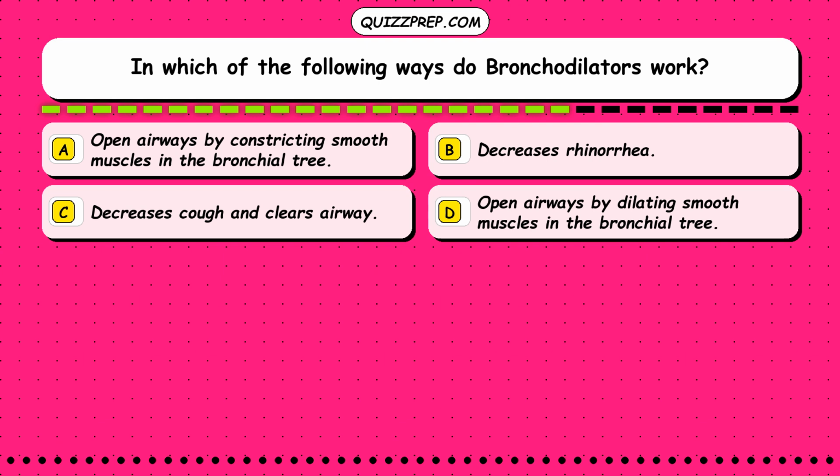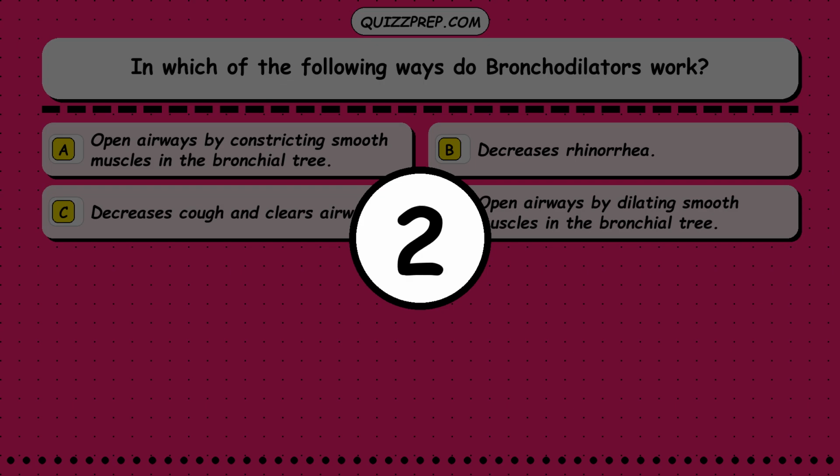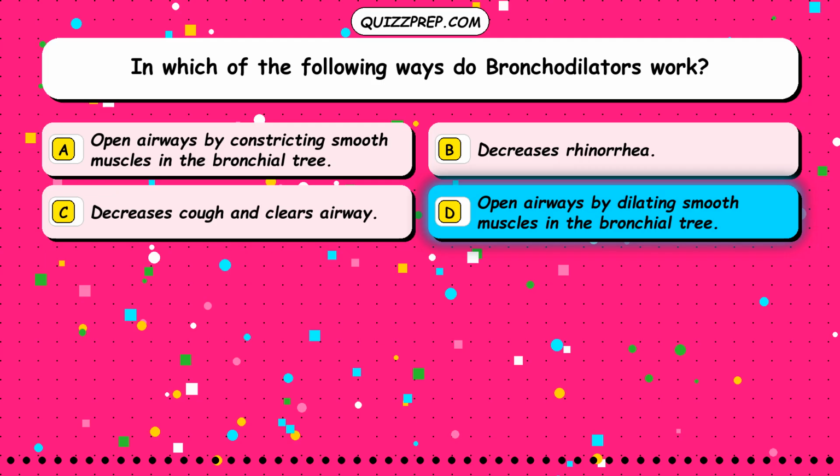Option A. Open airways by constricting smooth muscles in the bronchial tree. Option B. Decreases rhinorrhea. Option C. Decreases cough and clears airway. Option D. Open airways by dilating smooth muscles in the bronchial tree. The correct answer is option D. Open airways by dilating smooth muscles in the bronchial tree.